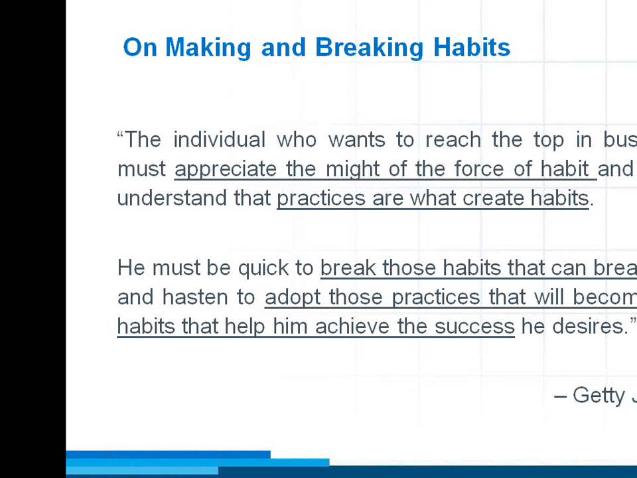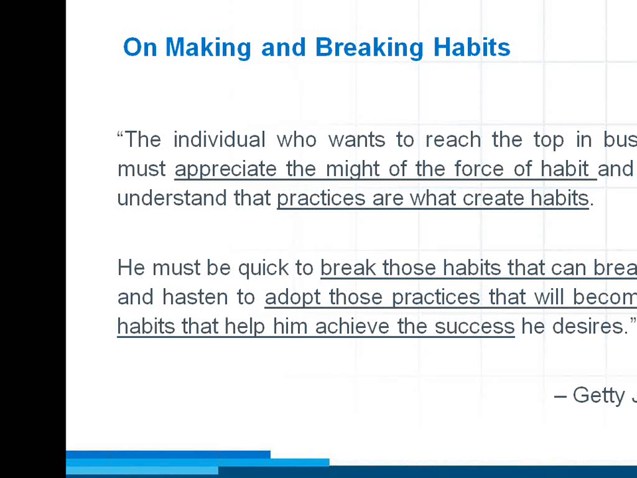Getty Paul says, the individual who wants to reach the top in business must appreciate the might of the force of habit, and must understand that practices are what create habits. So if we identify that certain project management practices are critical for us, now the question is, can we convert those practices into habits? And will those habits help us improve the success rate of projects? And he must be quick to break those habits that can break him and hasten to adopt those practices that will become the habits that help him achieve success.